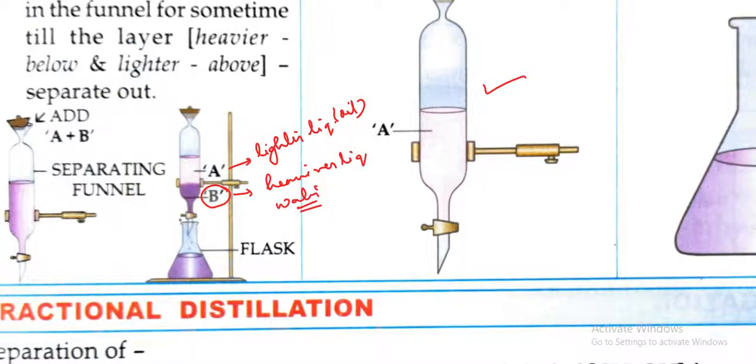So afterwards what happens? One knob is there here. See, this knob is here. If you open the knob, then the liquid starts flowing through it. So if you open the knob, the water, or the heavier liquid, that is B, comes out and is collected in the flask. And here what is remaining? A is remaining. So this is our A and here is our B. Clear, students?